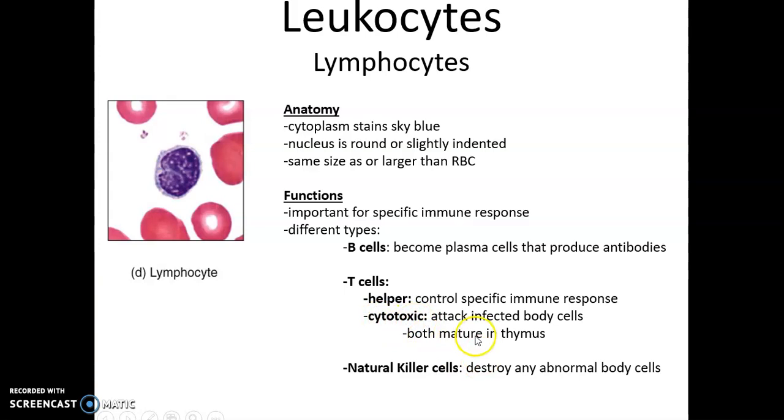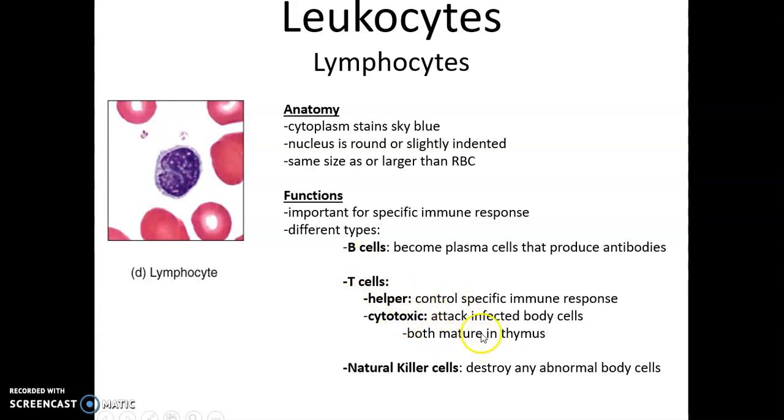Cytotoxic T cells attack infected body cells. So they attack cells of our body, our own cells, that are infected with a specific pathogen. Say you have a cytotoxic T cell against influenza, it will destroy body cells infected with influenza virus. It will not attack other body cells, even if they're infected with other things. They'll only attack body cells infected with influenza and destroy them. So it's a specific response to a specific pathogen.